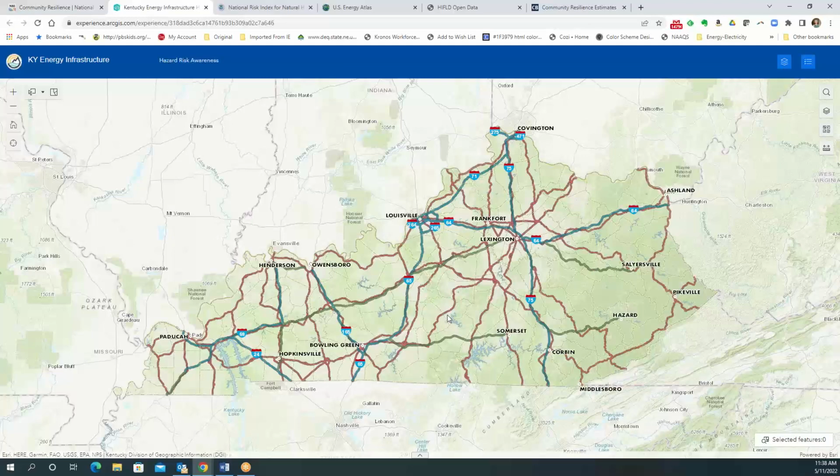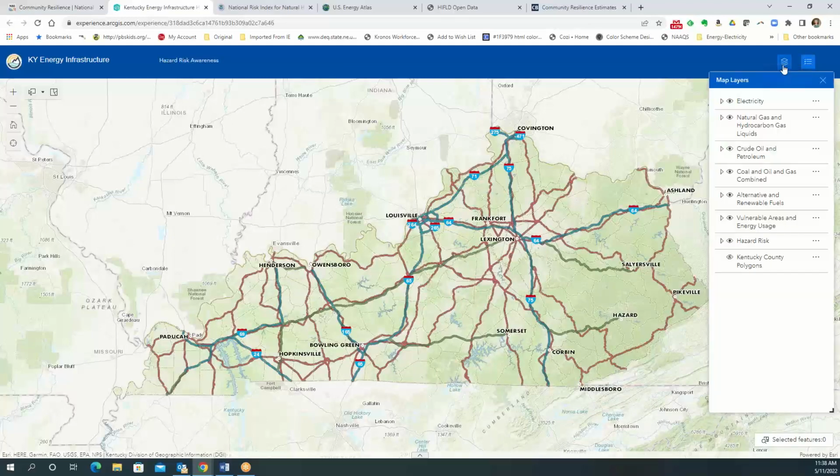Then we can also look at, well, what are our vulnerable areas, those that are low in community resilience, and how does that play into our energy assurance planning, as well as potential funding, and how that could be prioritized and allocated across the state.